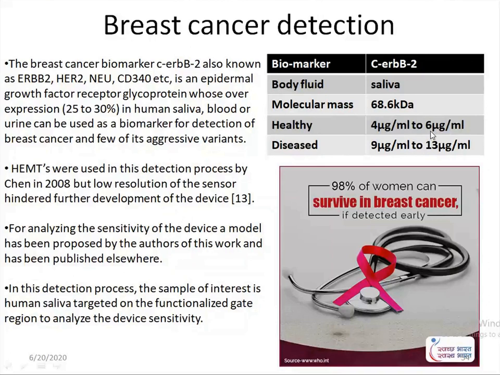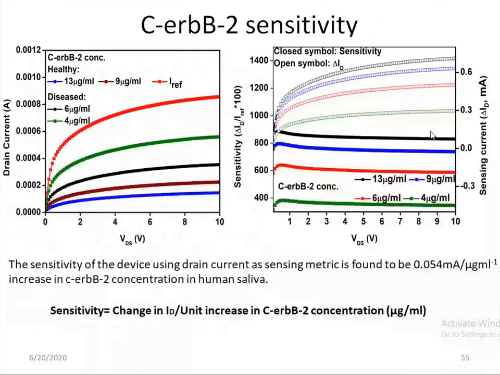Here also we can find the effective interface charge and effective voltage due to this biomarker's immobilization, and apply them to the device to make the analysis. This is the analysis due to the CRB2 biomarker, and in the case of our optimized device, we were getting very high sensitivity compared to the existing devices, about 0.054 milliampere per unit increase in concentration of this particular biomarker.